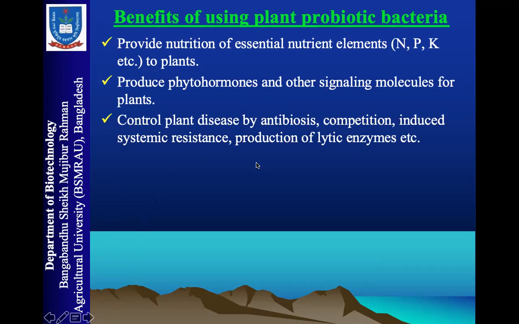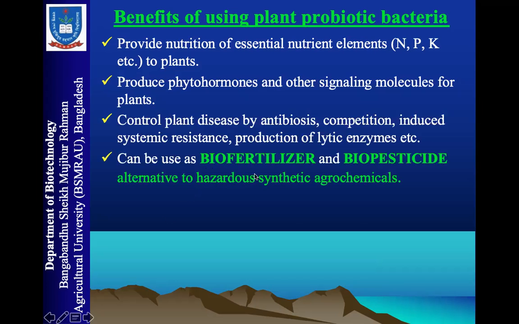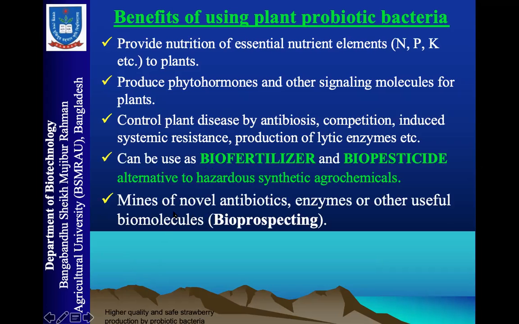And production of lytic enzymes: some enzymes they produce cause lysis of the pathogenic microorganism. They can be used as biofertilizer and biopesticide, which are alternatives to hazardous synthetic agrochemicals, and as mines of novel antibiotics. Among all the antibiotics we have been using since the discovery of penicillin by Sir Alexander Fleming, most of them were discovered from microorganisms, and many drugs and cosmetics too. So microorganisms are mines of antibiotics.